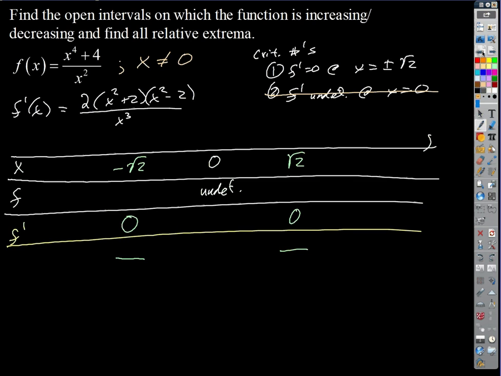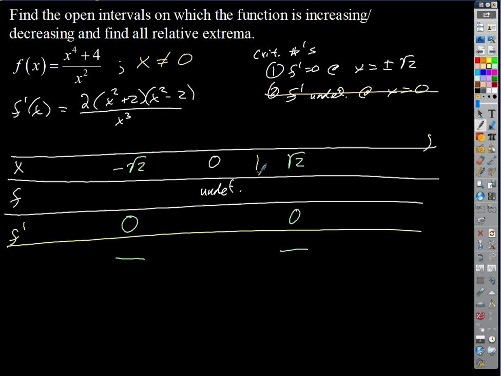So we just want to pick some random numbers, some test values that are going to be around my critical numbers and my discontinuities, places where the function is undefined. So pick one. What's a convenient number between 0 and radical 2? Well, or even more convenient, probably 1. Let's just pick 1.